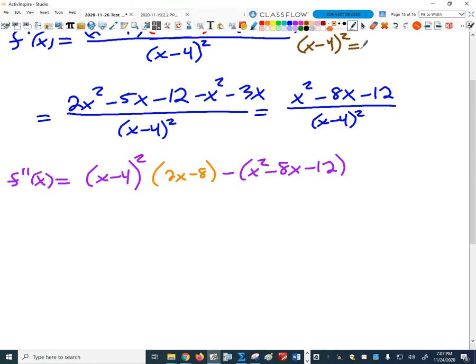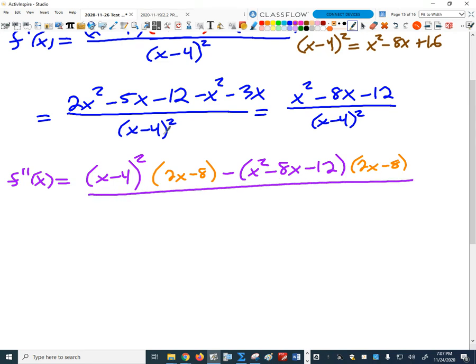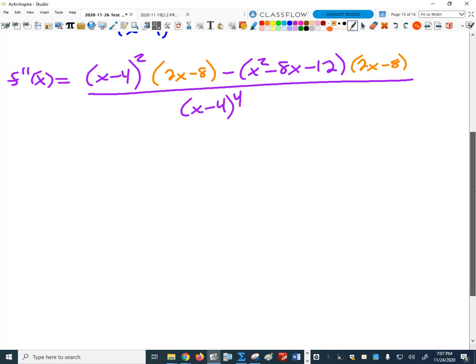But we know that x minus 4 squared is x squared minus 8x plus 16. So we can differentiate that and get 2x minus 8, all divided by the bottom squared. And x minus 4 quantity squared is x minus 4 to the fourth.